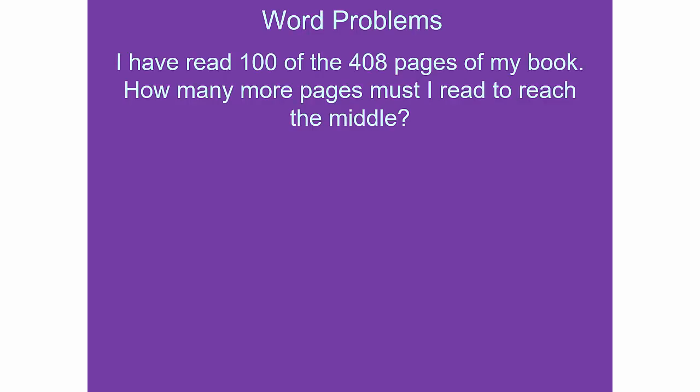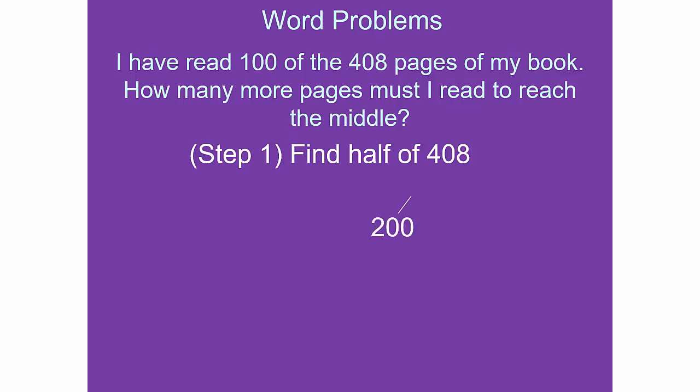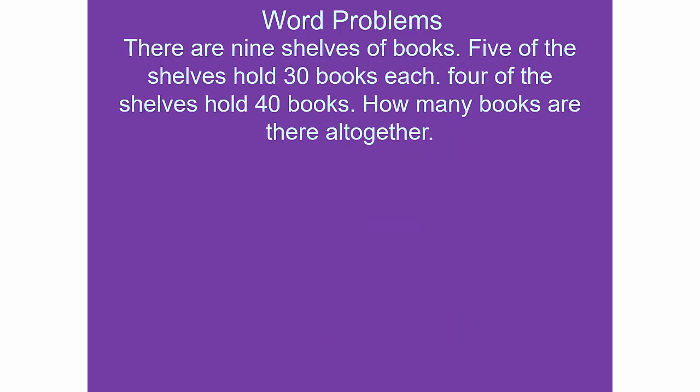I've read 100 pages of a 400 page book, and I still have to reach the middle. How many more pages do I have left to read to get there? First thing we're going to do is get to the middle. So 408 divided by 2 is going to give you the middle, which is 204. Now that we have 204 and we're on 100, 204 minus 100 is 102.